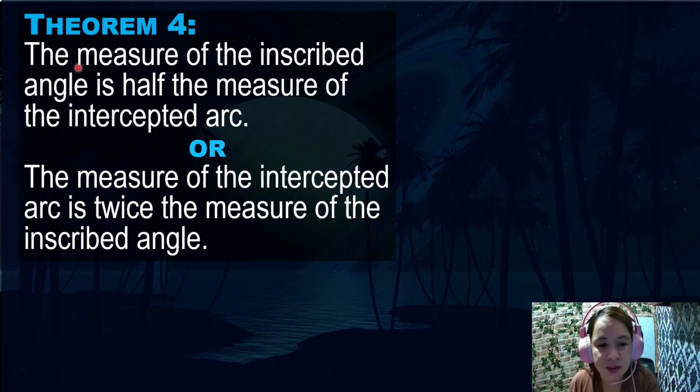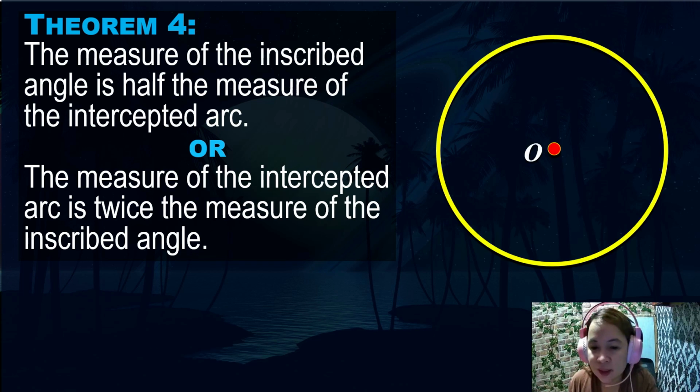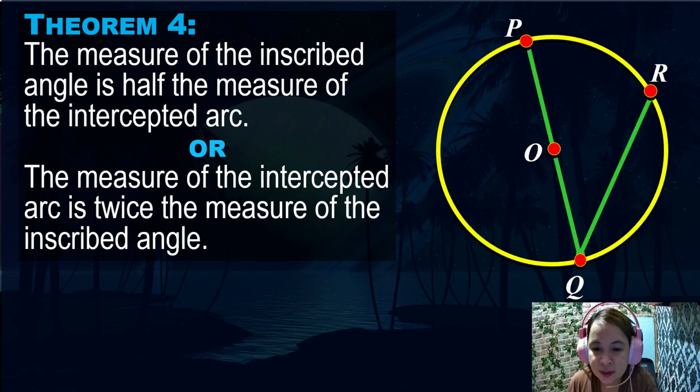Let's discuss theorem number 4. The measure of the inscribed angle is half the measure of the intercepted arc, or the measure of the intercepted arc is twice the measure of the inscribed angle. Let us look at the illustration.